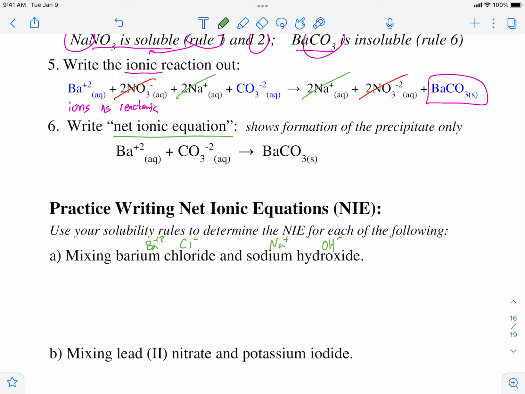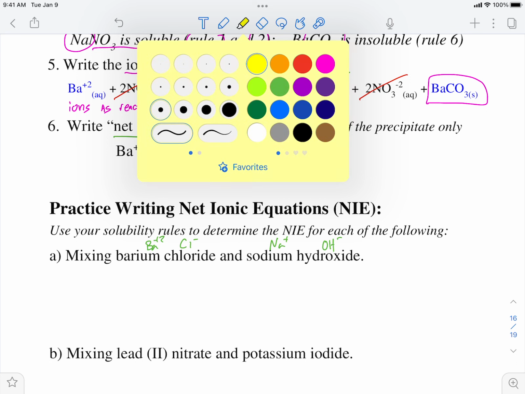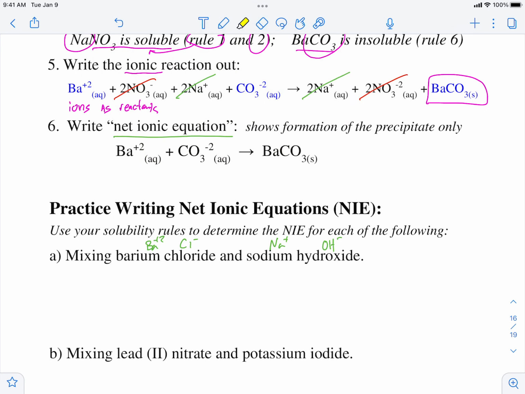Because this is double replacement, you're going to have to pair what with what. Give me an example of a pairing here for our products. Okay, the barium and hydroxide will end up together. And then, of course, by default, sodium and chloride. Now, if barium and hydroxide end up together, you need to check your rules. Is there a rule about barium or hydroxide?